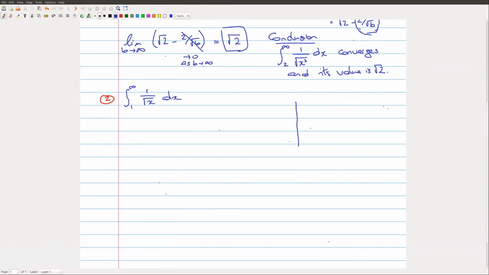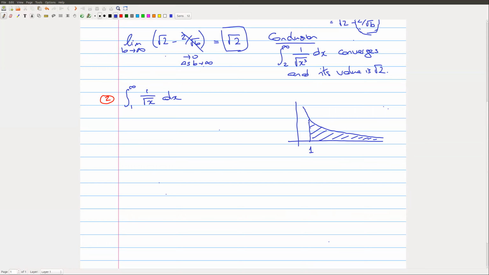The picture is very similar looking in its general appearance. Square root of x goes to infinity as x goes to infinity, so 1 over the square root of x goes to 0. So we're looking again at a region that roughly resembles the one in the previous problem, starting at 1 and going to the right. The function 1 over root x is decreasing towards 0 more slowly than 1 over x to the 3/2 is. But the question is, is it decreasing quickly enough that this area enclosed is finite, or is it infinite? Can we answer this question?